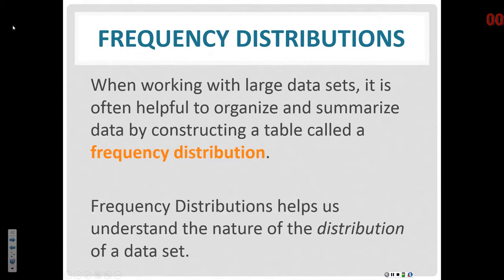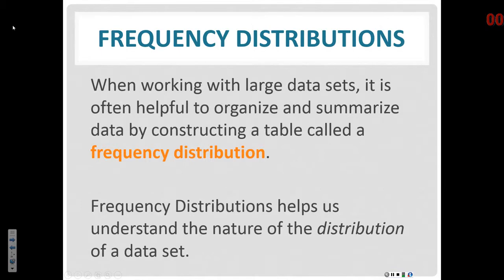When you're working with a large data set, it's often helpful to organize and summarize data by constructing a table called a frequency distribution. If I've got a group of like 10 people, it's pretty easy to add those numbers up. What if I have like 200 people and I'm trying to figure out what the average is? Do you really want to? It's difficult to look at all that data and try to assess what you have, right?